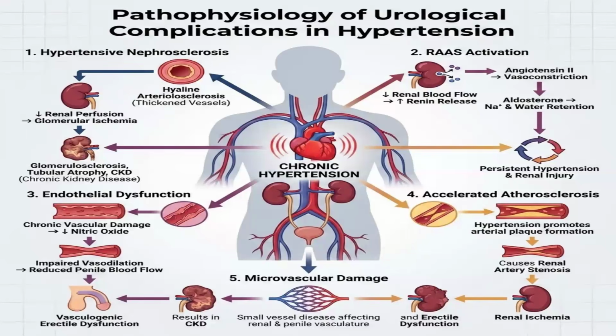It aggravates the hypertension cycle. Endothelial dysfunction: because of chronic vascular damage, there is decreased nitric oxide and impaired vasodilation, which reduces the penile blood flow and can lead to vasculogenic erectile dysfunction. Accelerated atherosclerosis: hypertension promotes arterial plaque formation, which can lead to renal ischemia, and it can lead to CKD. Microvascular damage: small vessels are affected in the renal and penile vasculature, which again leads to CKD and erectile dysfunction.